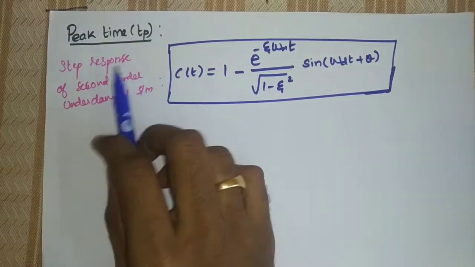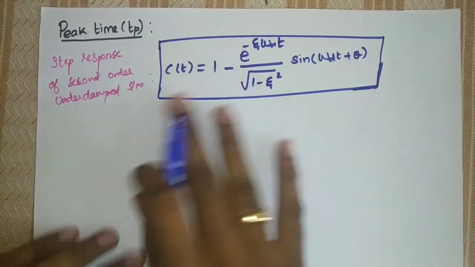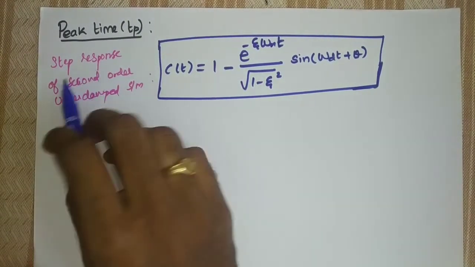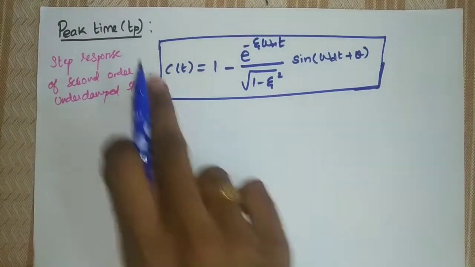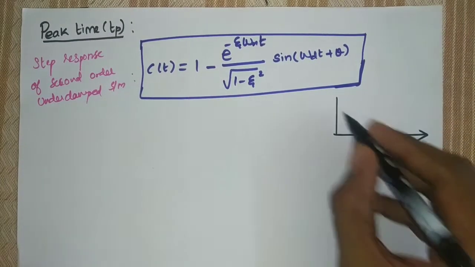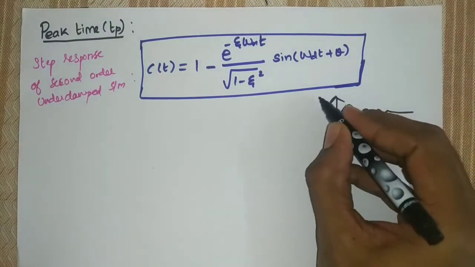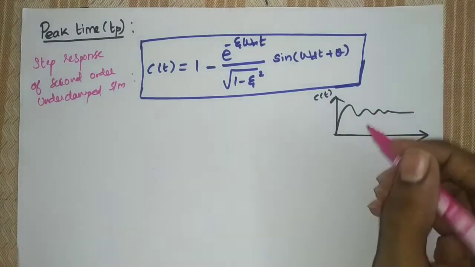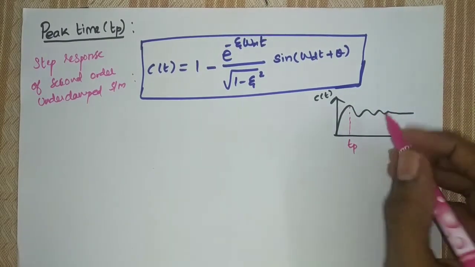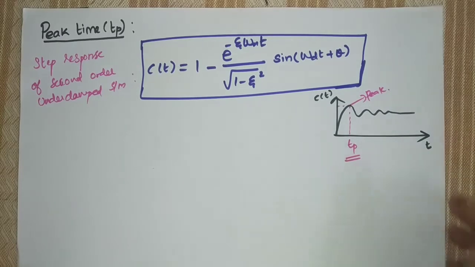Peak time, tp, we are going to derive the expression for peak time. Of course, we are going to consider the second order system under damping condition. We know the step response of a second order system, especially for the under damping condition, looks somewhat like this. This is time t, this is the response c of t. At this particular time tp, the response is getting to its peak value. This is what we call peak time.